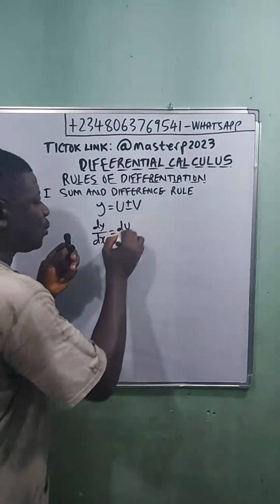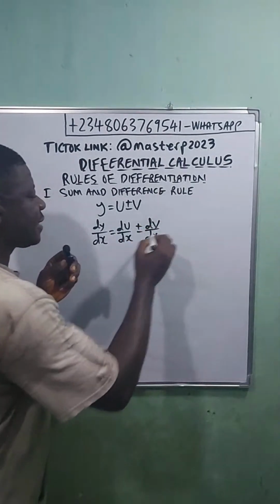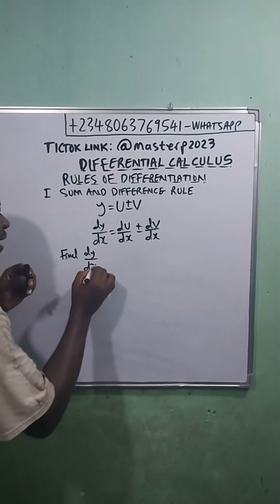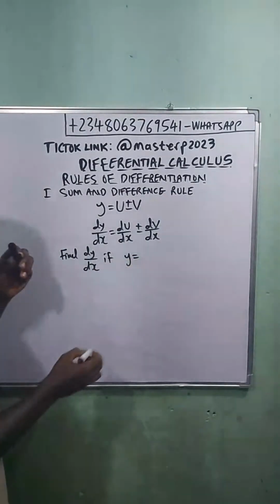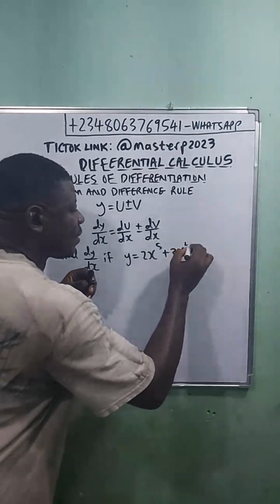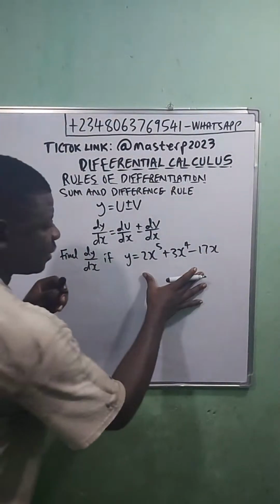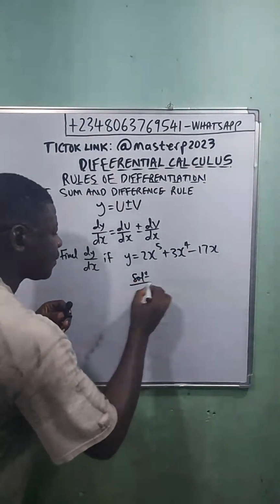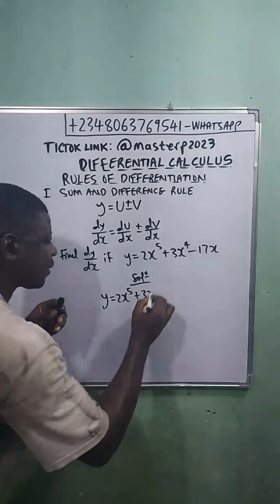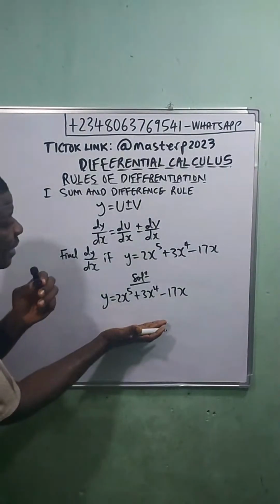So here it will be du by dx plus or minus dv by dx. So we can take an example. Say, find dy by dx if y equals 2x to the power 5 plus 3x to the power 4 minus 17x. Solution: I recopy the function, y equals 2x to the power 5 plus 3x to the power 4 minus 17x. This is the function we are being given, so we should look for dy by dx.